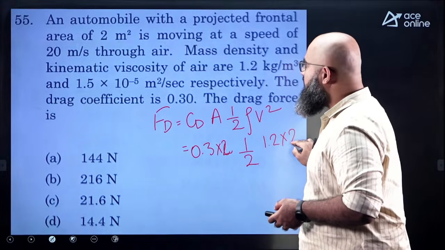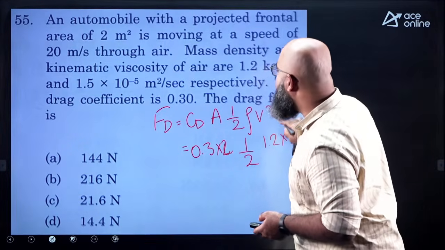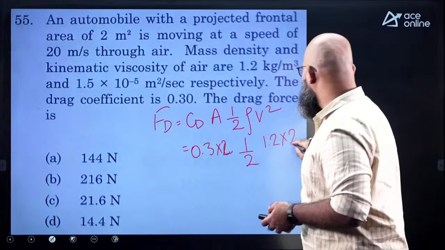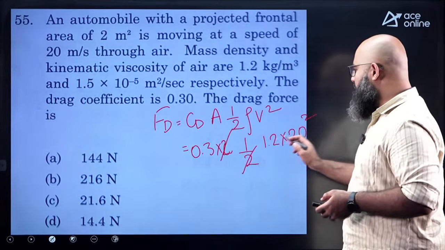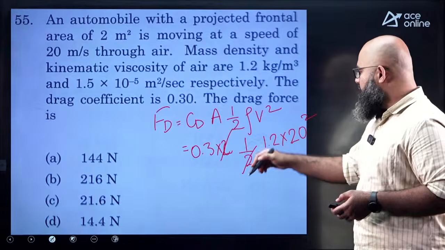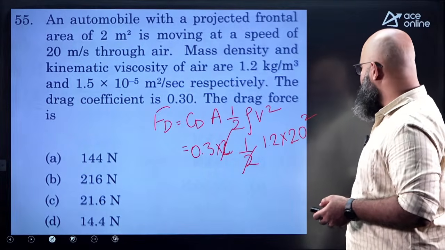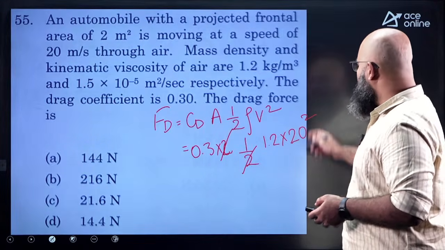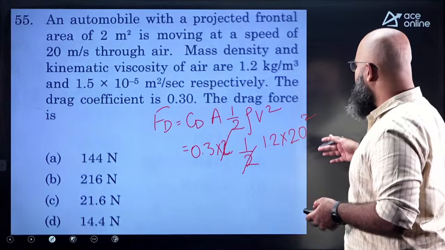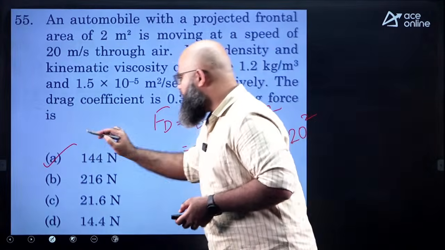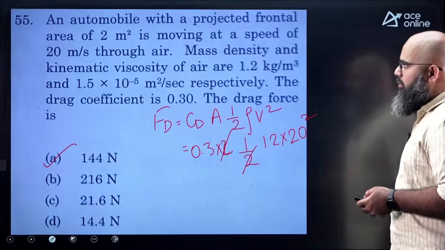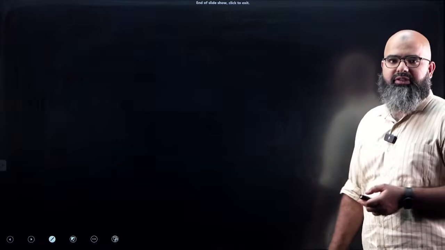Velocity is given over here as 20 meter per second. So 20 square. So this 2 and this 2 cancel off. 0.3 times 1.2 will be equal to 0.36, let us say, into 20 square. This will come out to be 144 Newton, right?